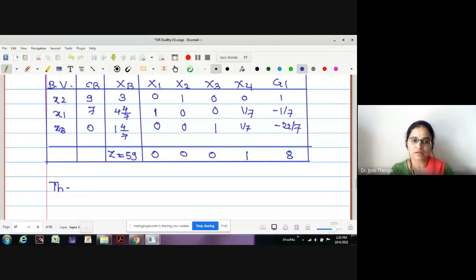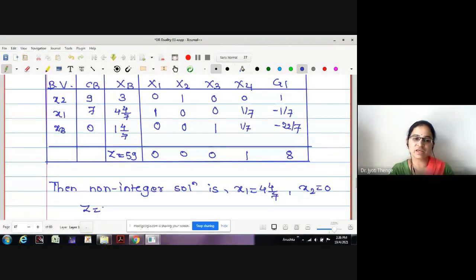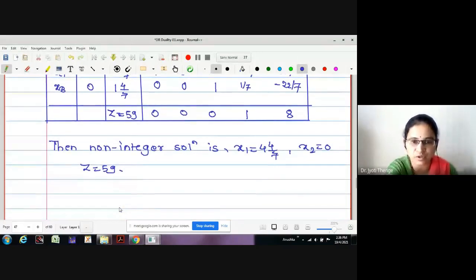So here I will write the non-integer solution. It is a non-integer solution. X1 is 4, 4 by 7, X2 is 0 and Z is 59. Still we have to convert X1 to be integer value. Therefore, what we will do?